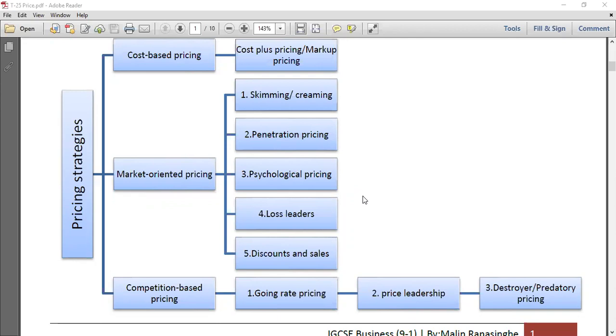One by one, I'm going to elaborate what is skimming, what is penetration. So this is just the introduction part only. Therefore, I'm going to explain one by one what each of these means.